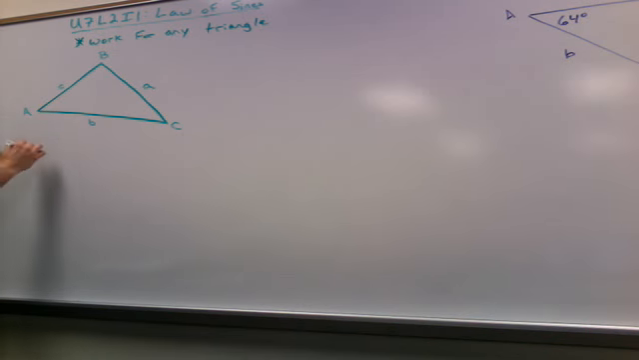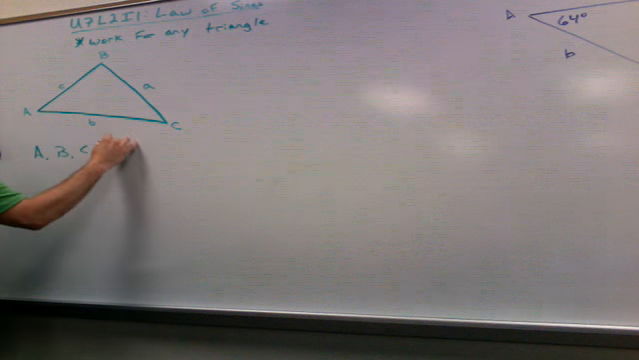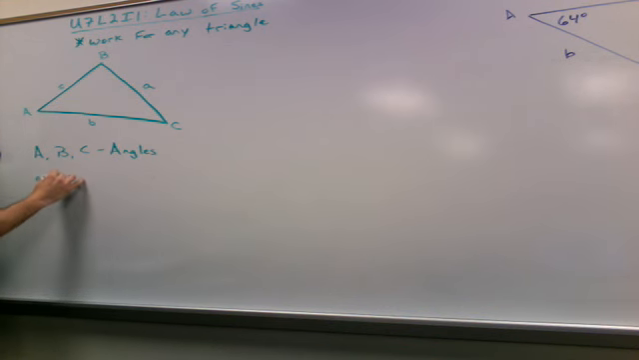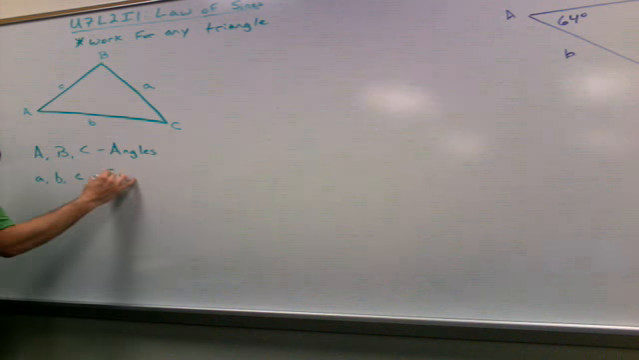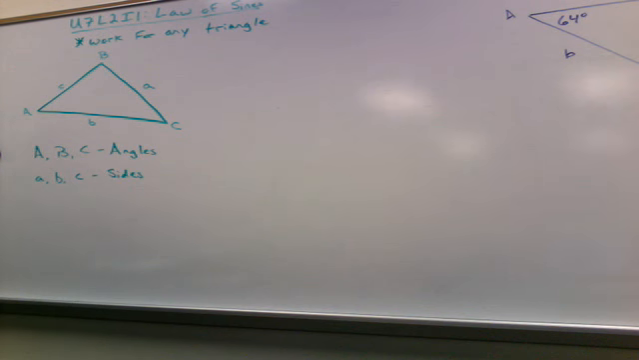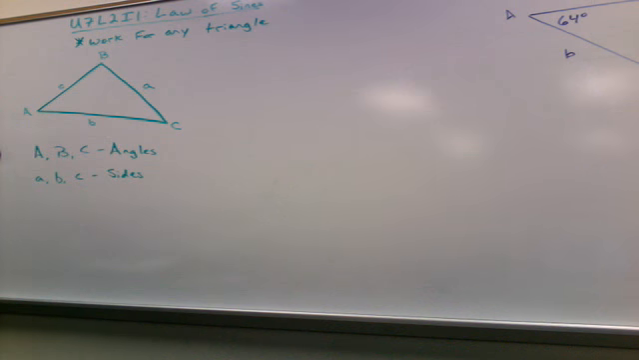Now, in this triangle, the big A, the big B, the big C, what are those? Angles, good. The little a, the little b, the little c, what are those? Sides. Anytime we name our triangles, the capital letters are always the angles, and the lowercase letters are always the sides.